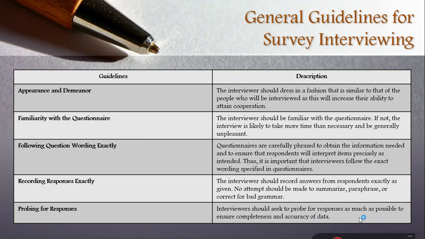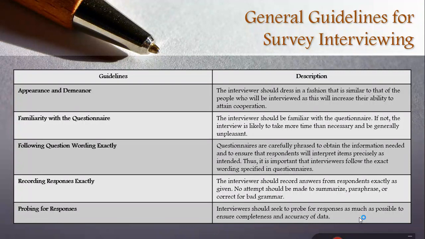Furthermore, it's important that those who are conducting the interviews are following the question wording exactly. Questionnaires can be very, very difficult to construct, and it's a very intentional effort in that the questions that are included in the questionnaire are phrased in such a way to obtain the information that is needed and to ensure that respondents will interpret items precisely as intended. So it's very, very important that the interviewer follow the protocol.